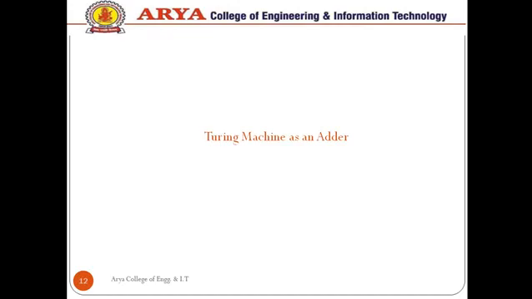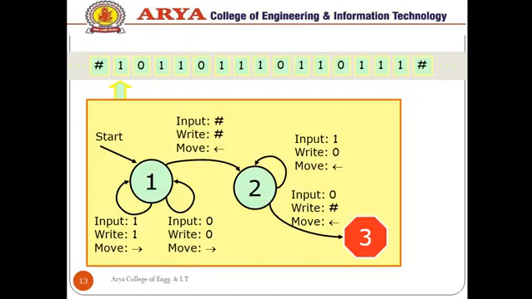Adder means we can add two or three machines into a single machine. That is an example of this. In this Turing machine, as we see, an input string is given: 1 0 1 1 0 1 1 1 0 1 1 0 1 1 1. Here a hash is present on both sides. These are used for the blank symbol.